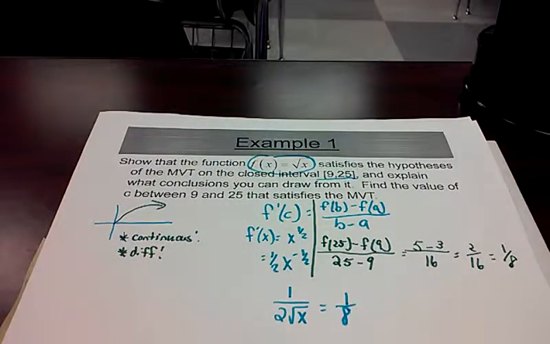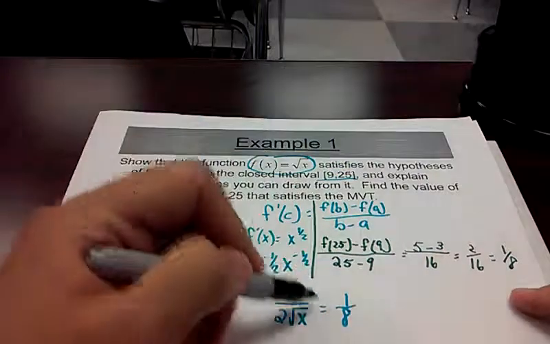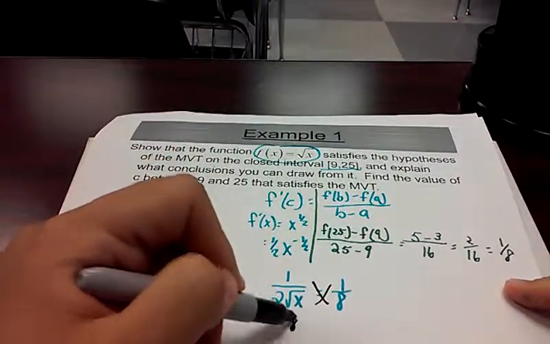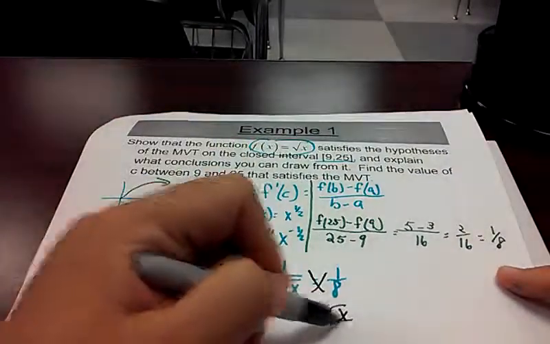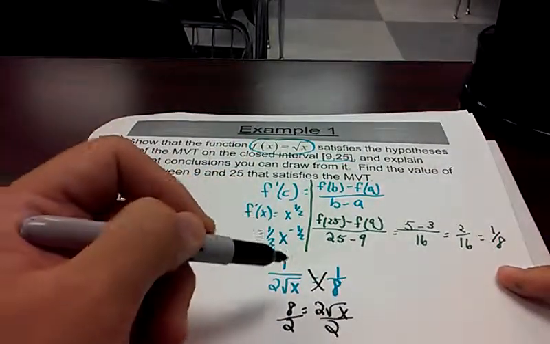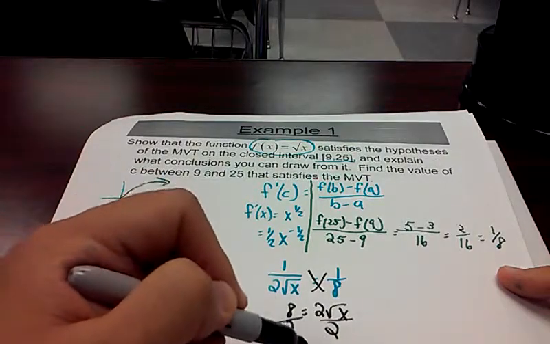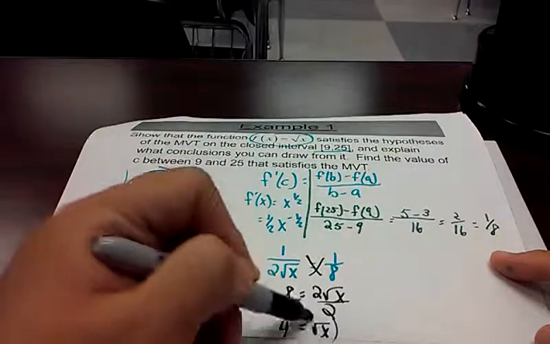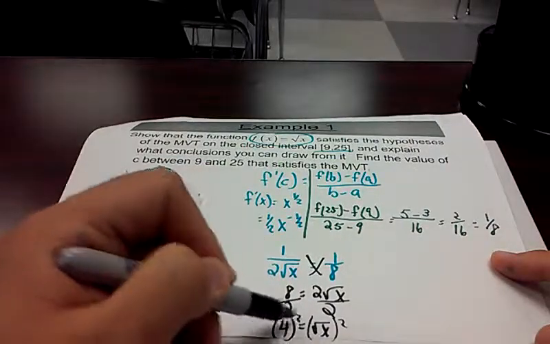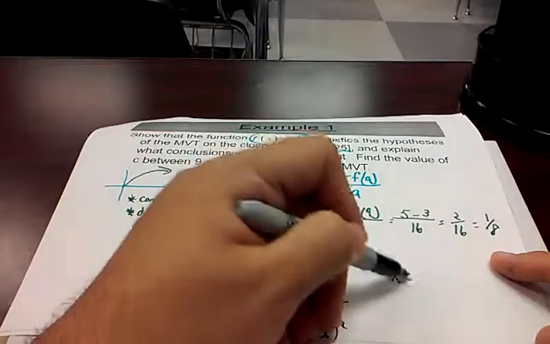Notice I've got a nice little proportion, so I'm going to cross multiply, and I'm going to get 8 equals 2 square root of x. To solve this for x, I'm going to divide by 2, and I'm going to get 4 is equal to the square root of x. And then to solve this for x, I'm just going to square both sides, and 4 squared is 16, so I get x is 16.